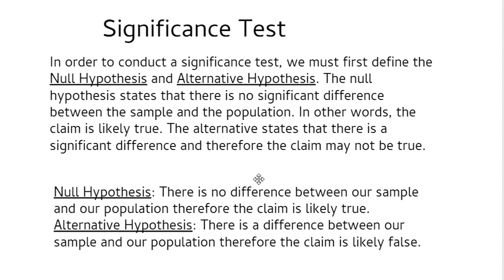All right, in significance testing, we identify a null hypothesis and an alternative hypothesis. The null hypothesis says that there is no significant difference between the sample and the population, which means that the claim is likely to be true. The alternative hypothesis says that there is a significant difference between the sample and the population, so the claim may not be true. We reject the null hypothesis. And it says the same thing down here.